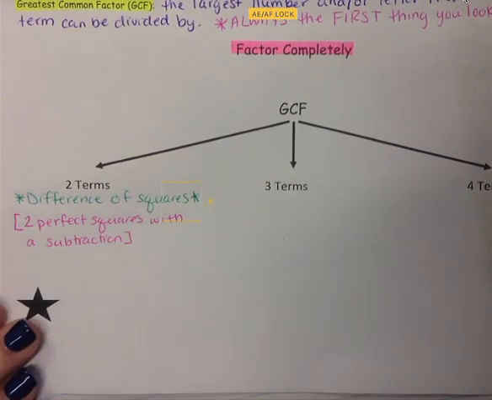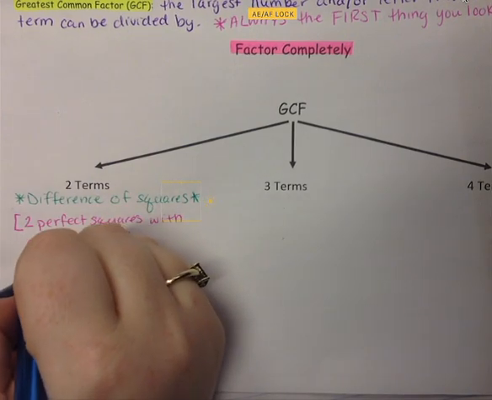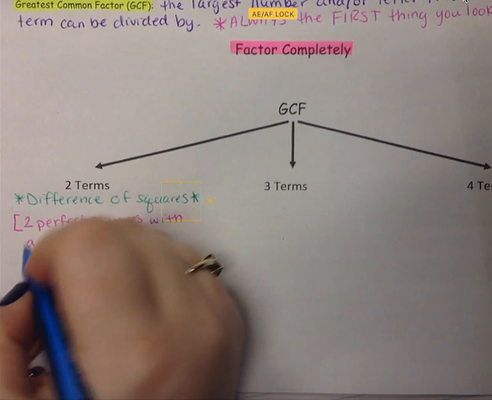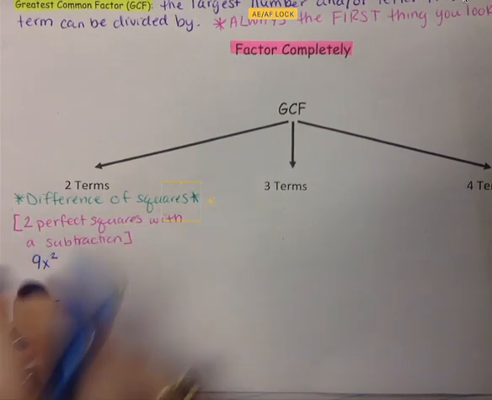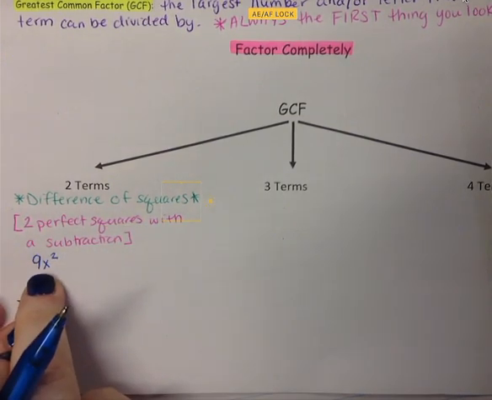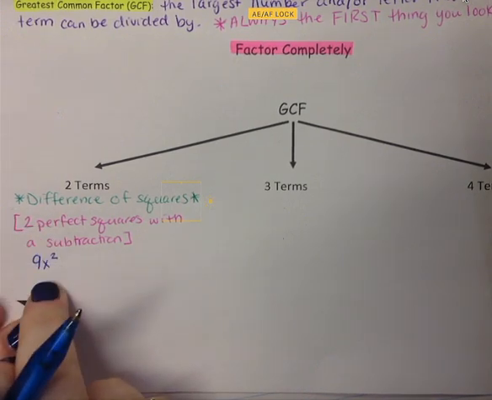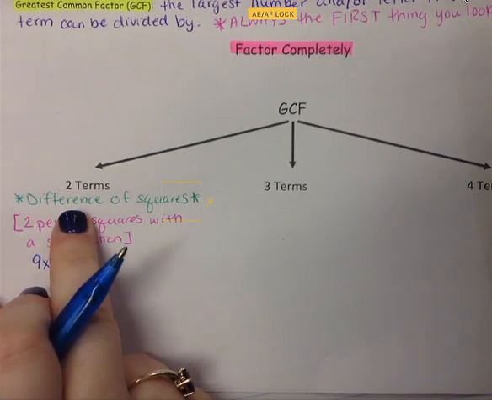So a perfect square is anything that is a number times itself or a letter times itself. So if we think about 3 squared, that is 9. And x times x is x squared. This is only one term. This is called a monomial, one term. I need to have two terms to have this. So I have to have a subtraction sign because it says difference.